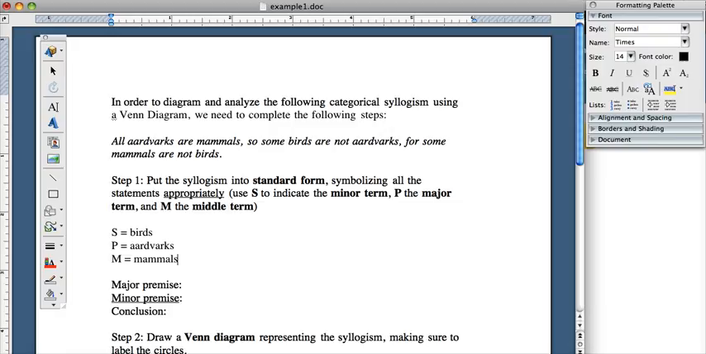Okay, and then we need to write out the conclusion and the major premise and the minor premise. I'm going to start with the conclusion. So some S are not P. Then the major premise, so that will be the premise that contains aardvarks, so all P are M, all aardvarks are mammals. And then finally, some mammals are not birds. So some M are not S. And we want to underline that. So that's part of our standard form.